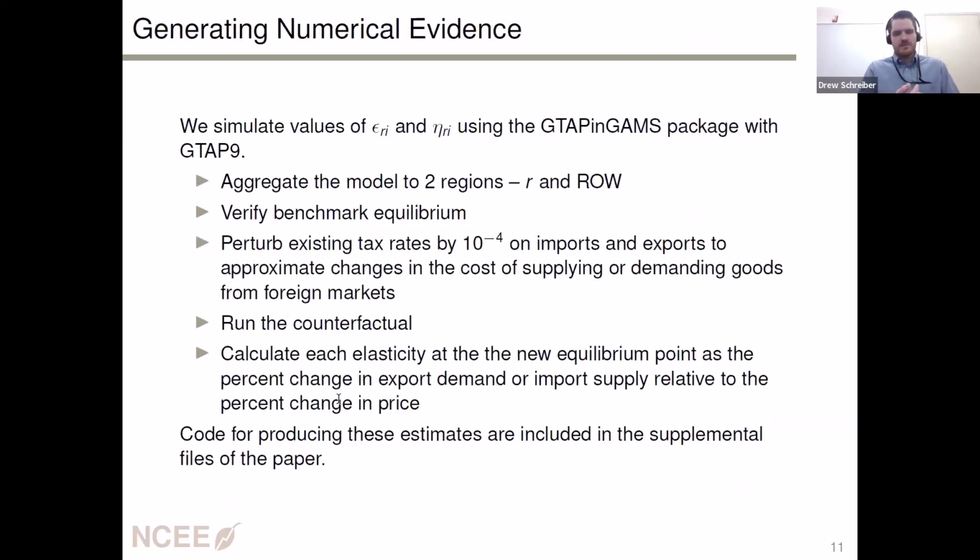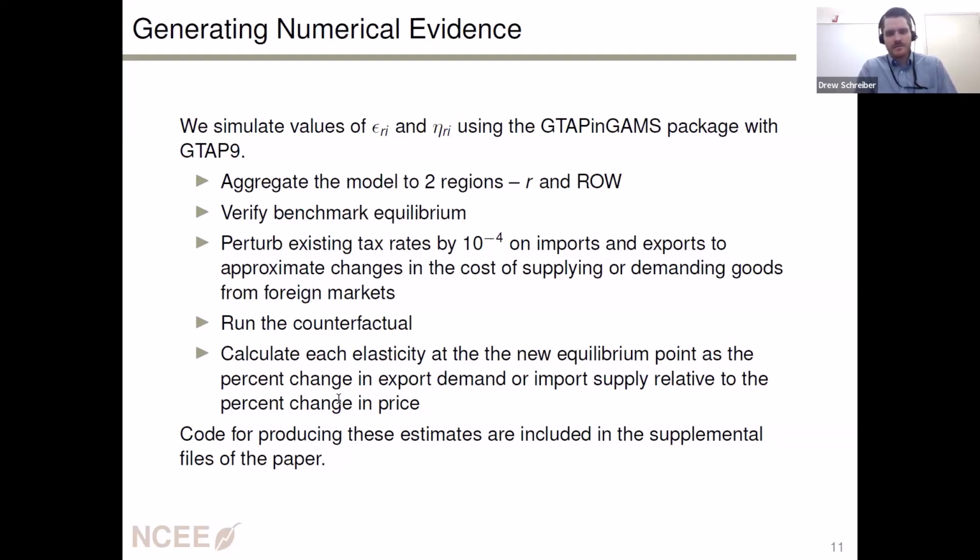So in order to do this, we simulate values of epsilon and eta using the GTAP and GAMS package with GTAP 9. In the paper, we walk through code to implement this in GAMS and MPSGE. But for the purposes of the presentation, I just listed in bullet form the general steps that we take. Really what we're interested in is these price elasticities between some modeled region R and in aggregate rest of the world.